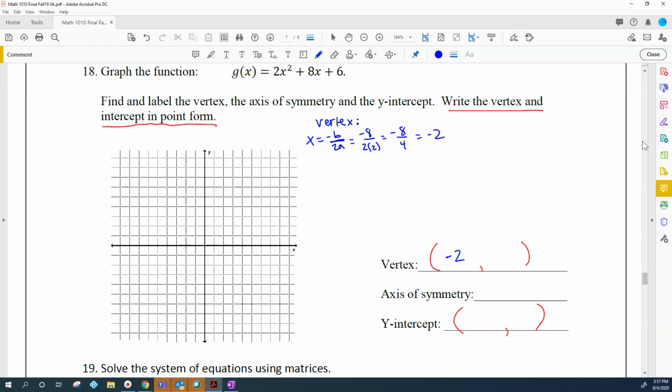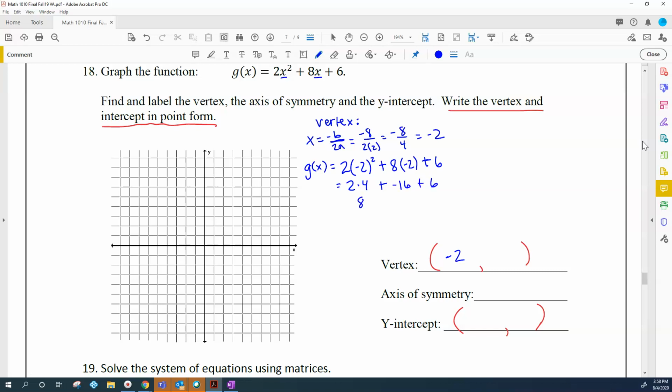Now let's find my y-coordinate, or what that g of x is. So I'm putting negative 2 in place where I see those x's. So 2 times negative 2 squared plus 8 times negative 2 plus 6. Remember, square first. So negative 2 all squared is positive 4. So 2 times 4 plus 8 times negative 2. So it's going to be negative 16.